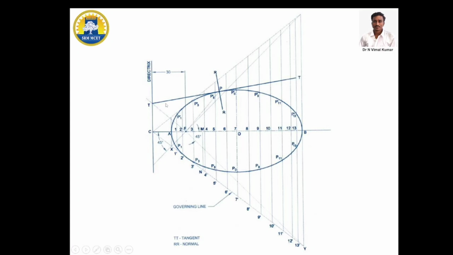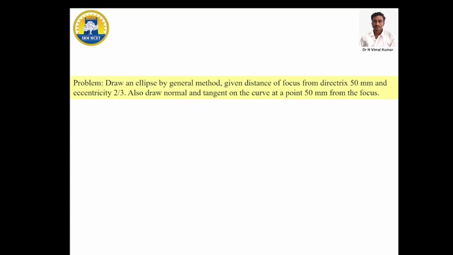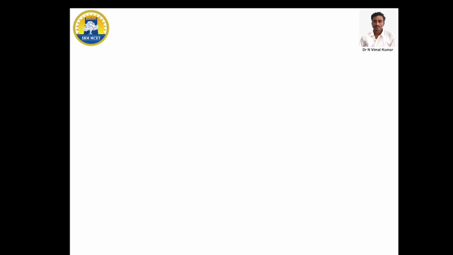Now we have one similar problem for ellipse. Draw the ellipse by general method. Given distance of focus from directrix 50 mm and eccentricity is 2 by 3. Also draw normal and tangent on the curve at a point 50 mm from the focus. Here eccentricity 2 by 3 is given and it is asking for the normal and tangent line at a distance of 50 mm from the focus. Okay.